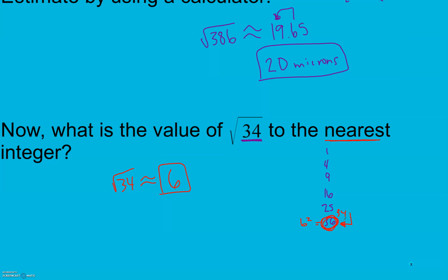It's like we rounded before we computed, instead of computing and then rounding, which is what we did up here. Up here we figured out what it was and then rounded. Here we're rounding it to the nearest perfect square first and then finding the square root.